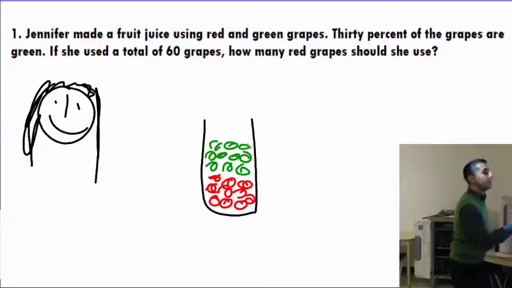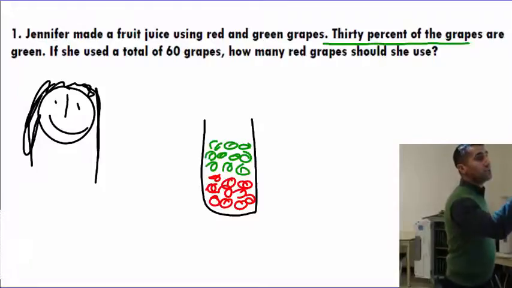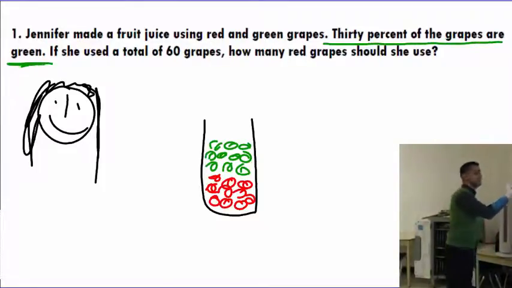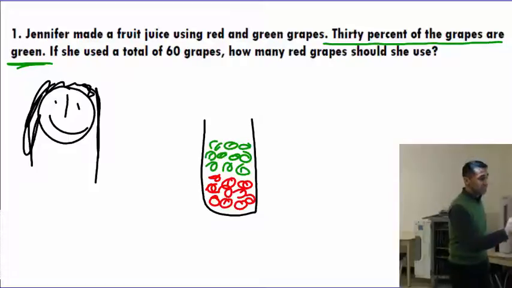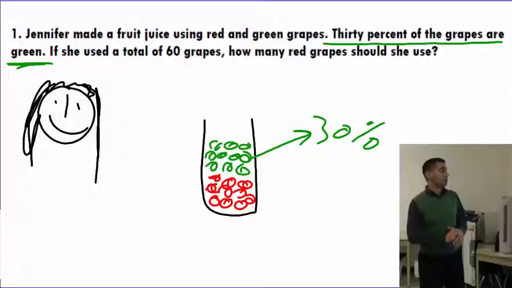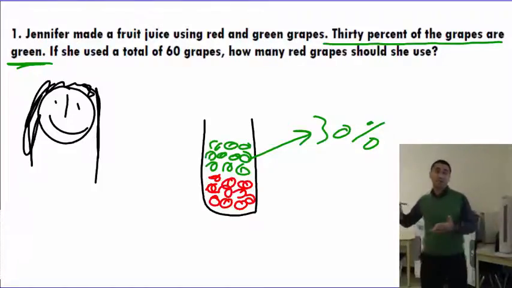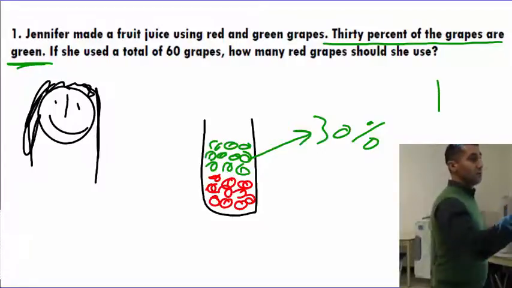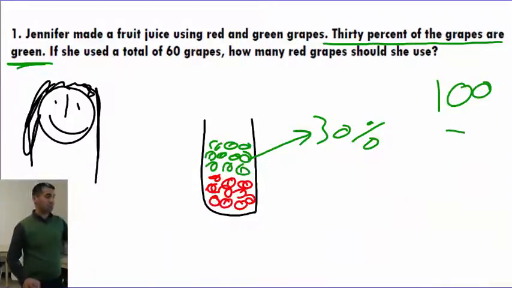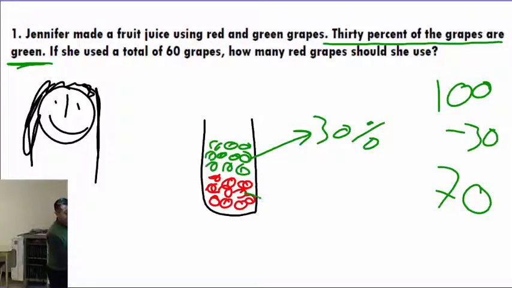Okay, and green grapes. And 30% of the grapes are green. So the green part I have here is 30%. That's the 30%. That means the rest of the percentage, the rest means 70%. How do I get 70? 100 minus whatever percentage I have there, 30. That will give me the rest, which is 70. The rest, 70%, is red grapes.